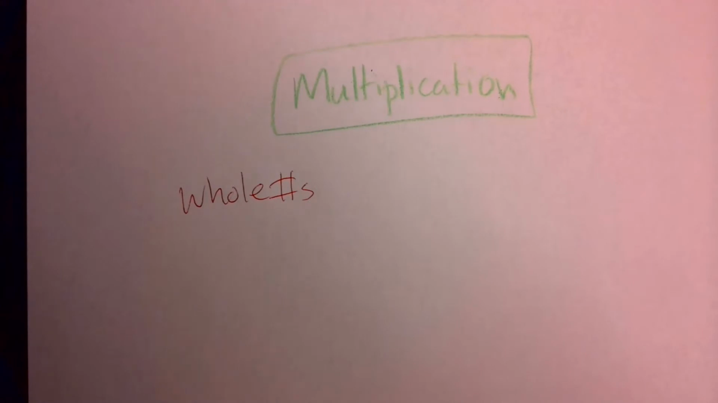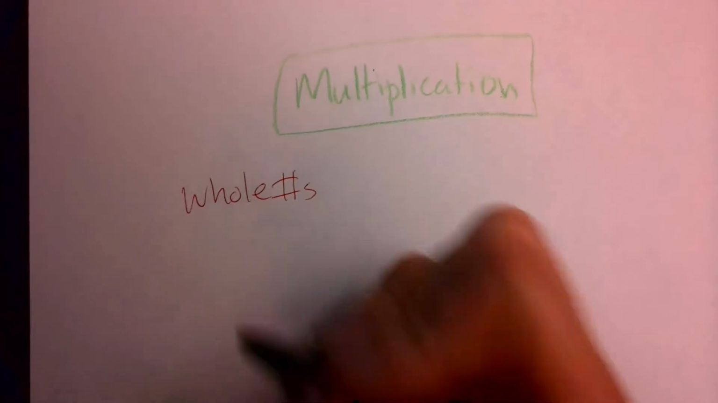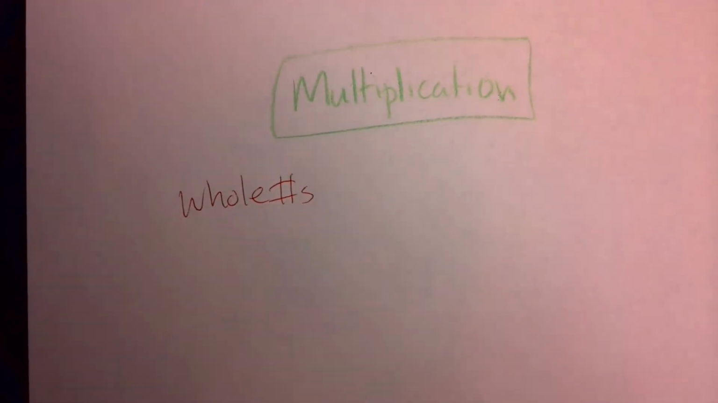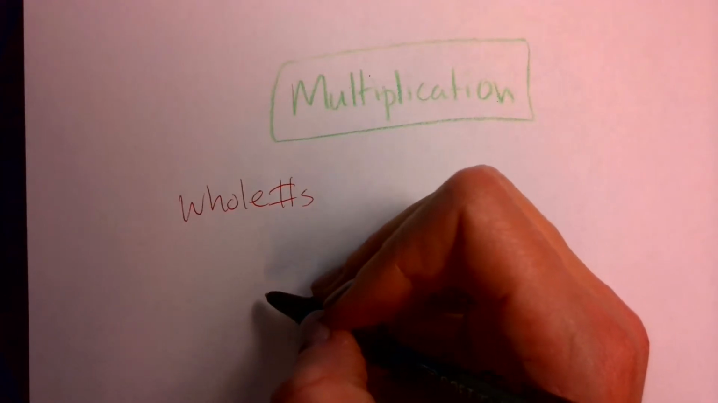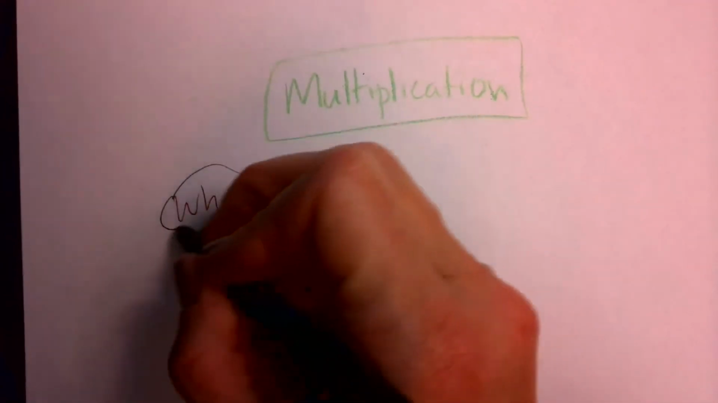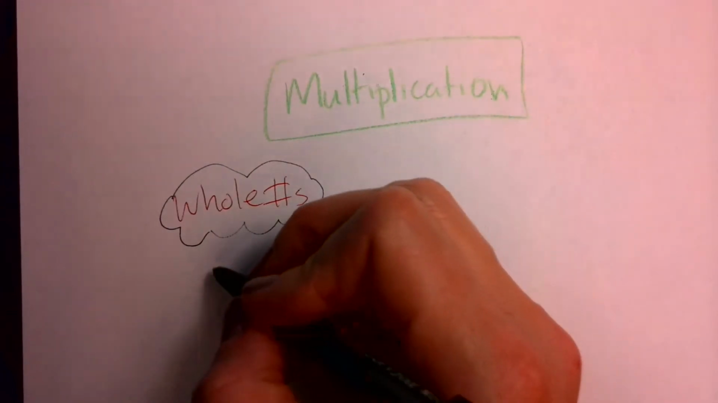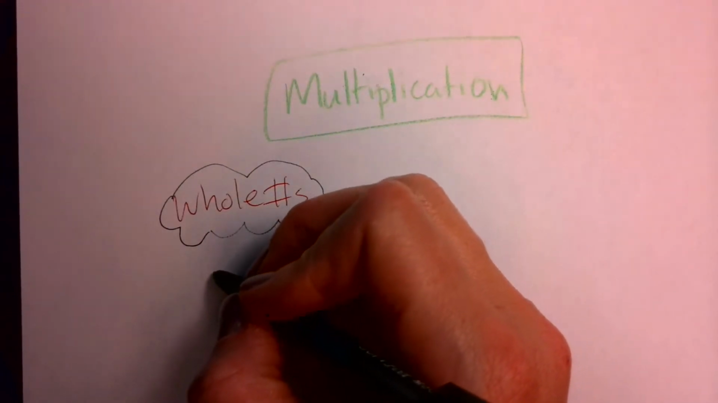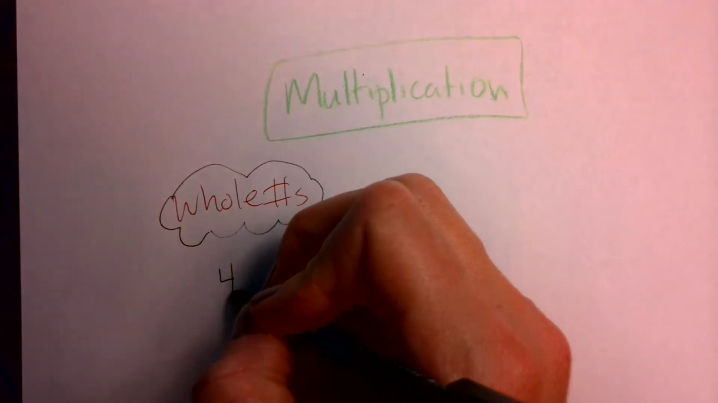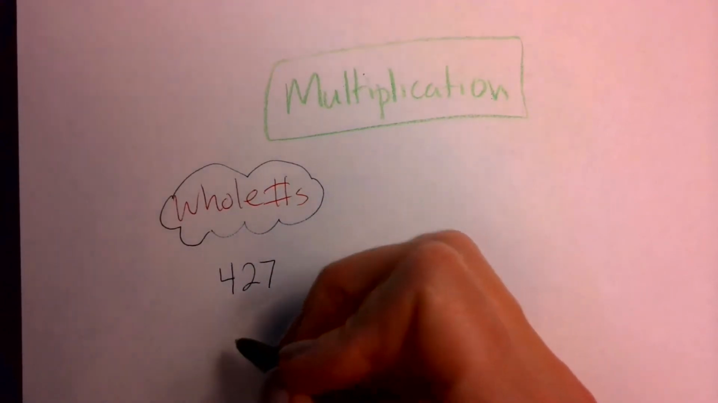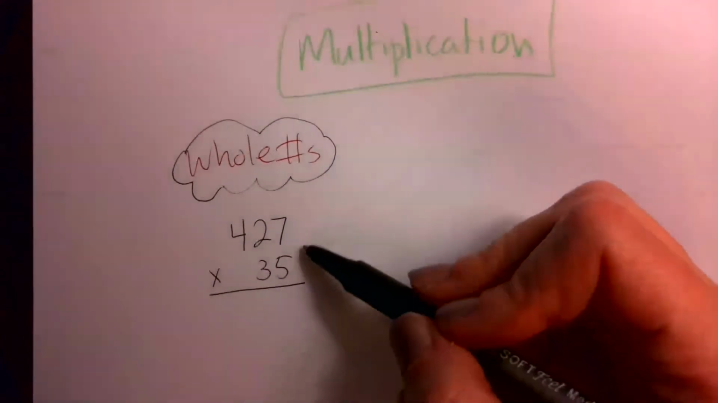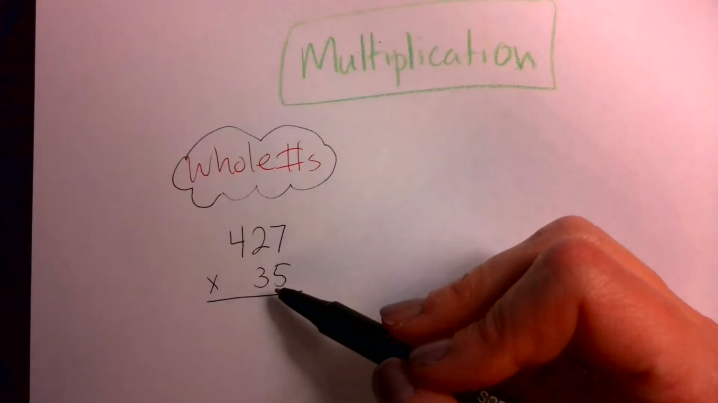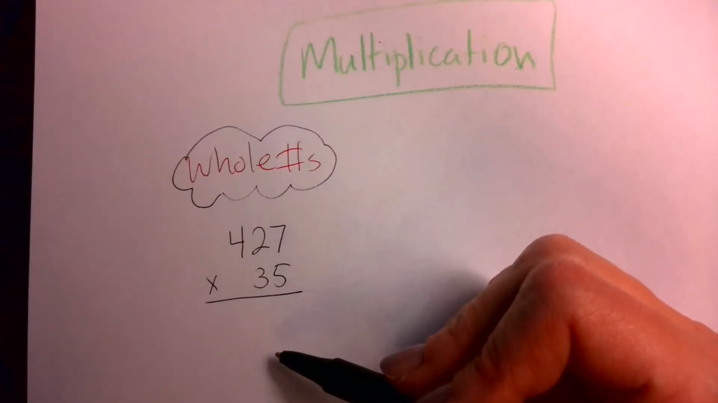So when we do our standard algorithm method, we are going to have a problem. Let's go ahead and solve this together. So get yourself a piece of paper, something to write on so we can check our answers together. So if we're doing whole numbers, let's do 427. Let's do that times 35. So I want you to go ahead and solve this whole number problem and go ahead and tell me what you get.